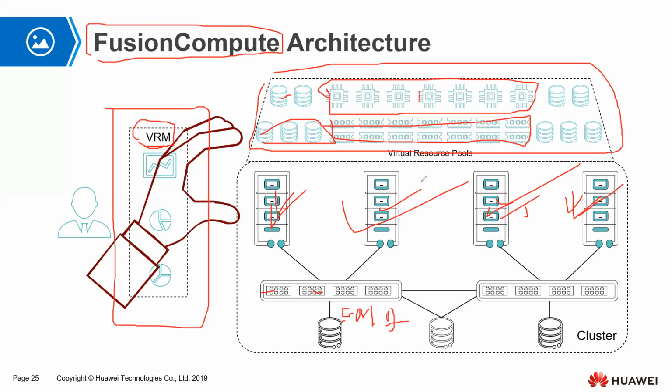What VRM helps us, it allows operations and maintenance personnel to remotely access Fusion Compute through a unified web user interface to perform operations and maintenance on the entire system, such as resource monitoring, resource management, and report query. The CNA is also similar.